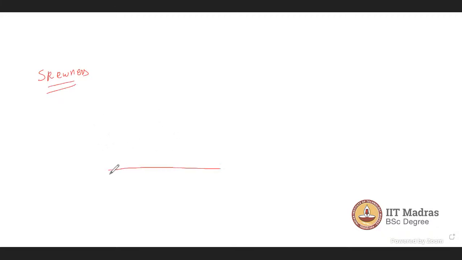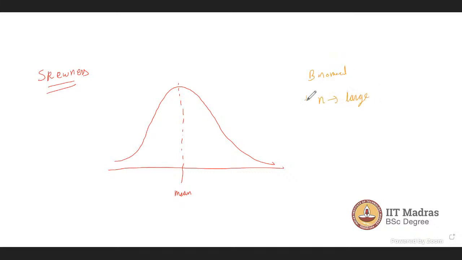So there are three kinds of things. First is symmetric. Symmetric means it divides into two equal parts. In symmetric, your binomial will become symmetric if your n is large. It would become symmetric irrespective of the value of p. P should be just greater than 0. If your n is small and p equals 0.5, then also it will be symmetric.